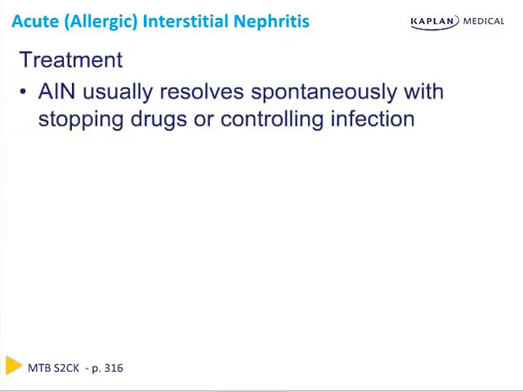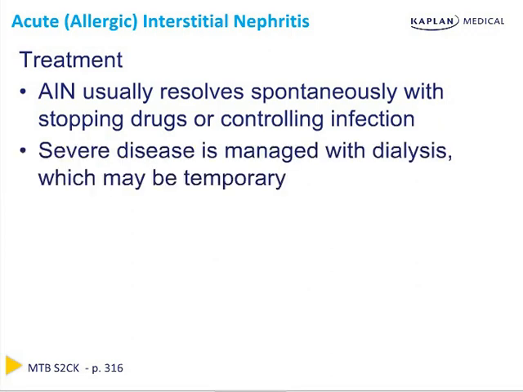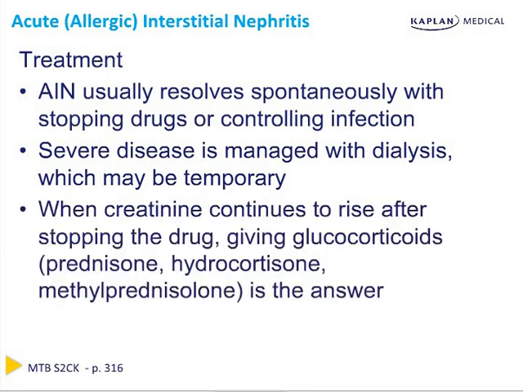Acute interstitial nephritis typically doesn't require any specific treatment. It usually resolves spontaneously after you stop the drug or control the infection that started it in the first place. If the creatinine continues to rise and you see manifestations of uremia, dialysis can be beneficial. Usually it's only temporary. If the creatinine continues to rise even after you stop the offending drug or treat the offending infection, glucocorticoids like prednisone, hydrocortisone, or methylprednisolone is the correct answer.